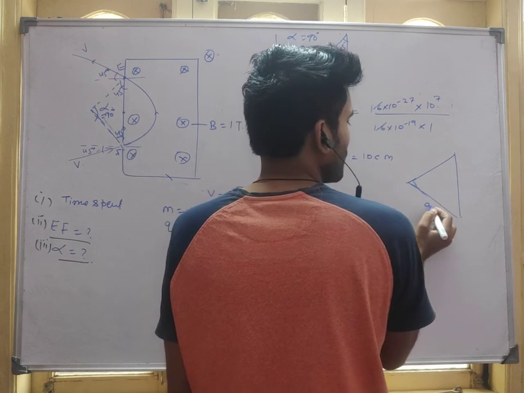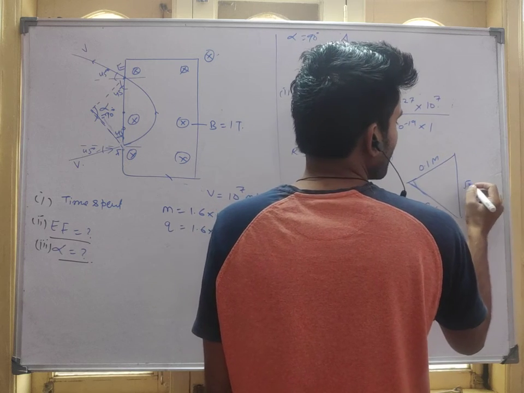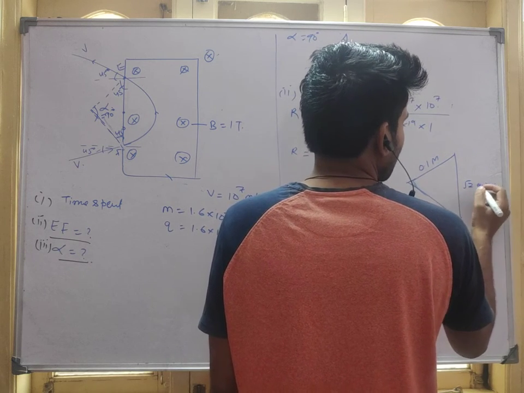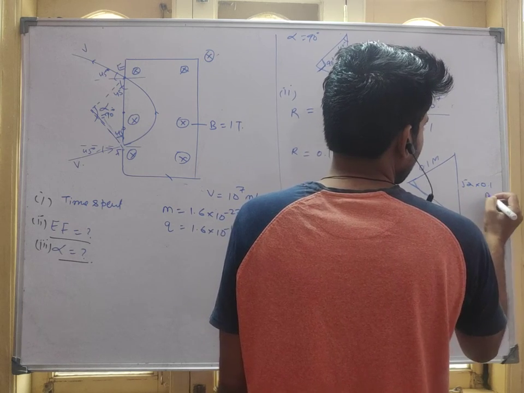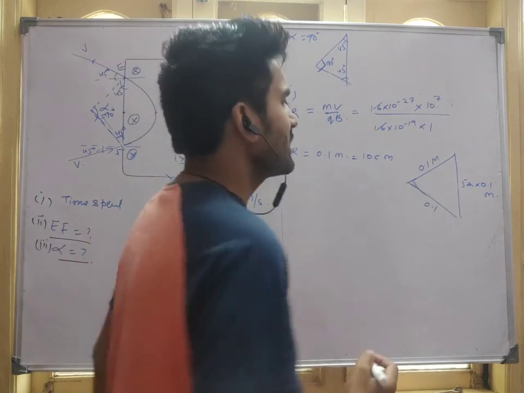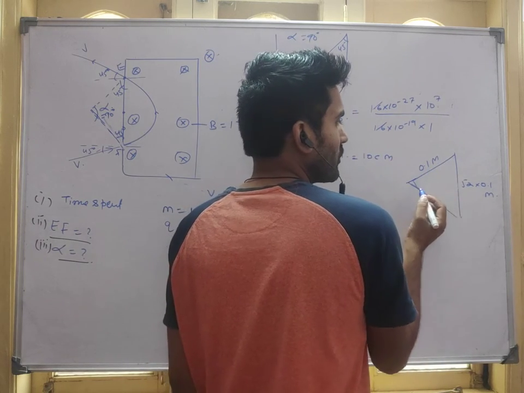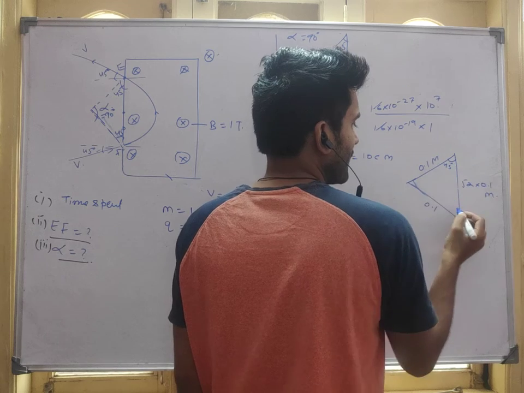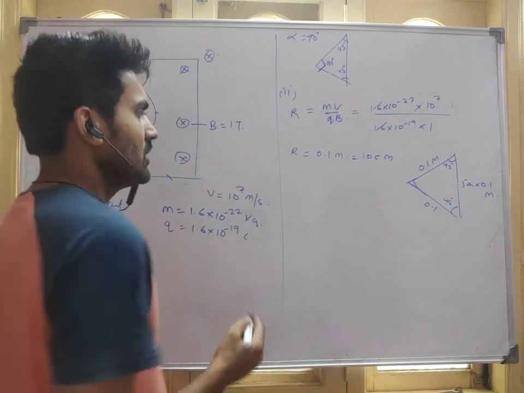So this is 0.1 meter, 0.1 meter. So obviously it will be root 2 into 0.1 meter. Yes or no, guys? This is a triangle, simply a triangle. If it is 0.1, it is 0.1, it is 45 degrees. So it is root 2 into 0.1.